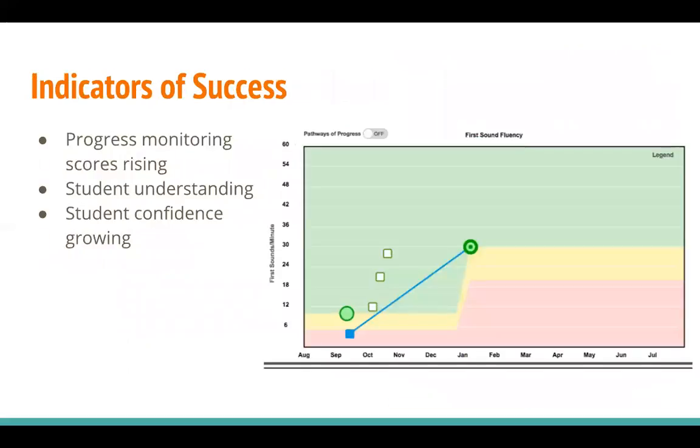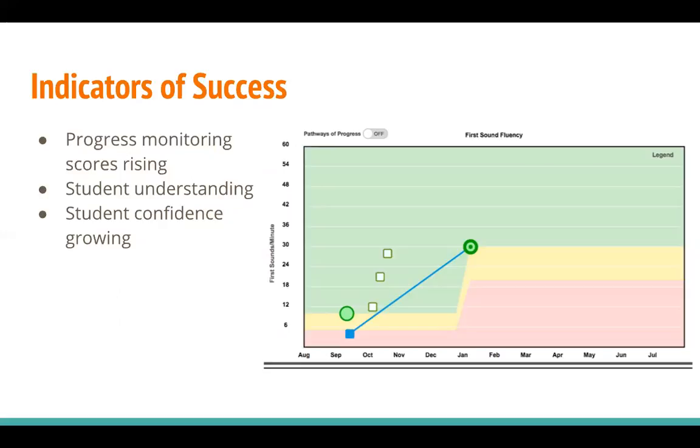So how are we going to know if we're successful? How are we going to know if what we're doing is working? We're going to be looking at our progress monitoring scores weekly. And if they're rising, we're going to know that what we're doing is working. And if our students are having an improvement in their understanding and their confidence is growing, which is so important in early reading skills, we're going to know that we're on the right track with these students and we're having some success.